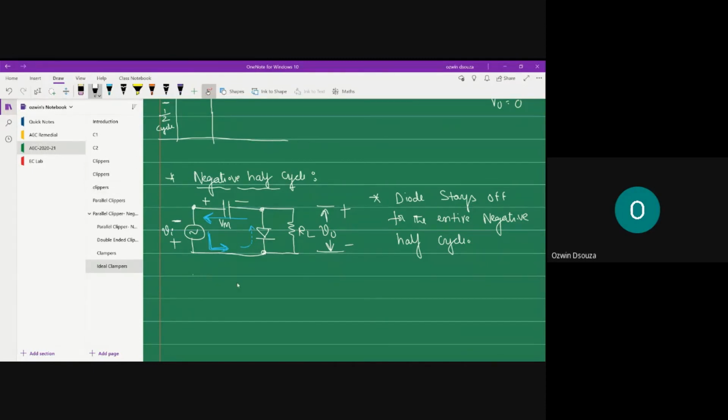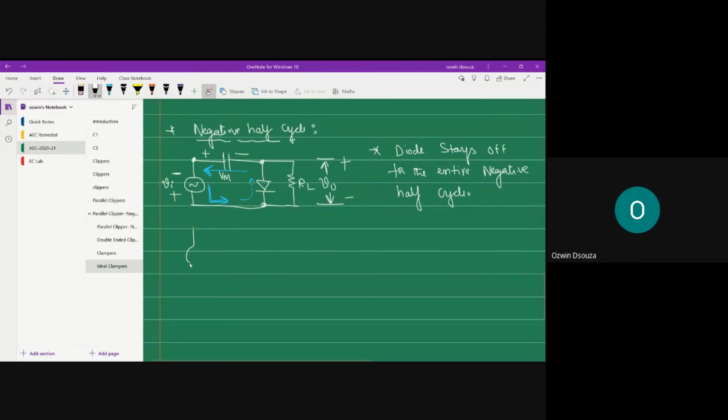So when the diode gets open circuited, the equivalent circuit takes the following shape: plus minus, this is Vm, this is Vi. Open circuit the diode and retain the load resistor part, and this is your V0, minus and plus. Now what you do, you apply KVL in the anti-clockwise direction.